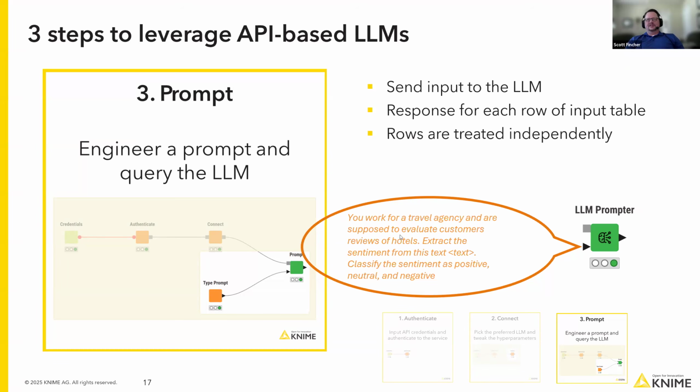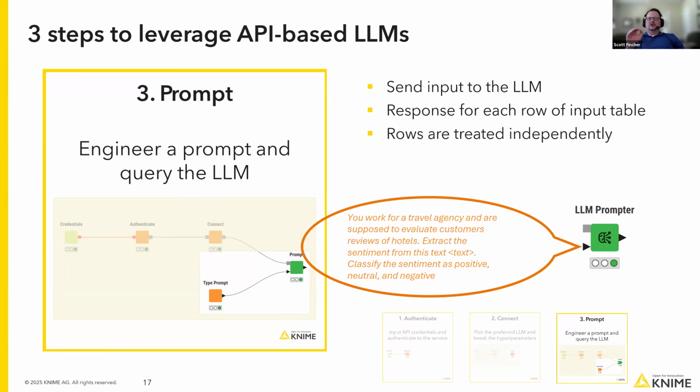So in this example here in the middle, you work for a travel agency. You're supposed to evaluate customer reviews of hotels. Extract the text from this text, which we would then provide, and then classify the sentiment as positive, neutral, or negative. We're going to be doing something very similar to this, except with movie reviews, I think, or maybe not movie reviews. I don't remember. We'll see here in a second.